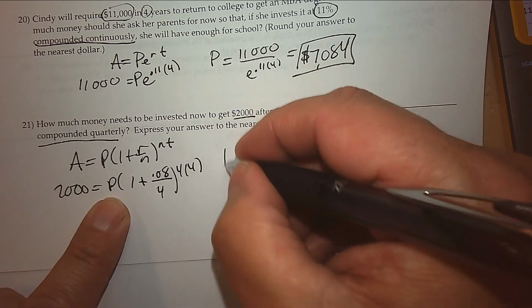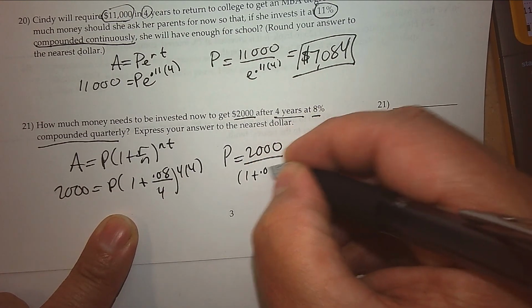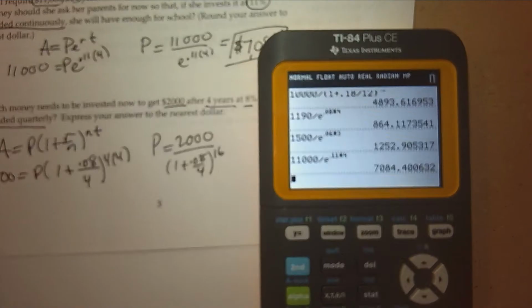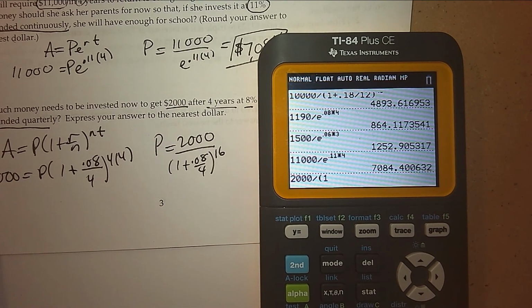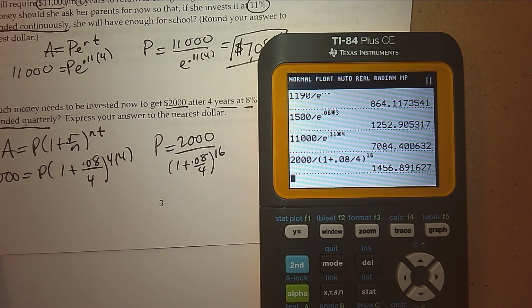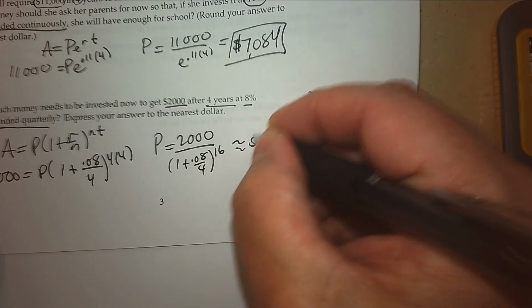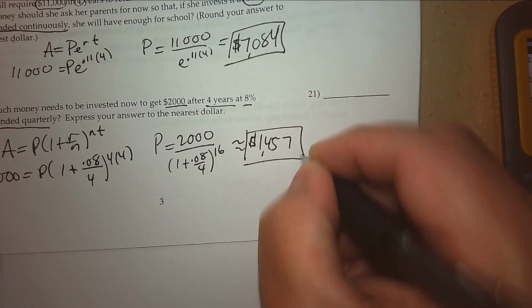To get P by itself, we divide, so it's 2,000 divided by 1 plus 0.08 divided by 4 to the exponent 16, because 4 times 4 is 16, and now type it in your calculator. So 2,000 divided by 1 plus 0.08 divided by 4 to the exponent 16. So she needs how much money now? To the nearest dollar it would be $1,457 she would need now.